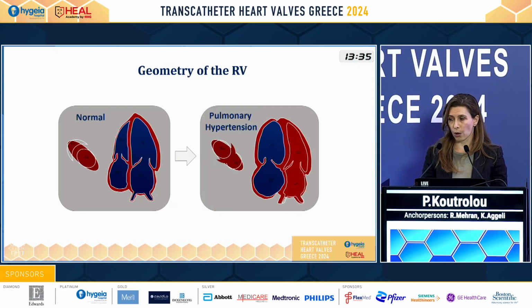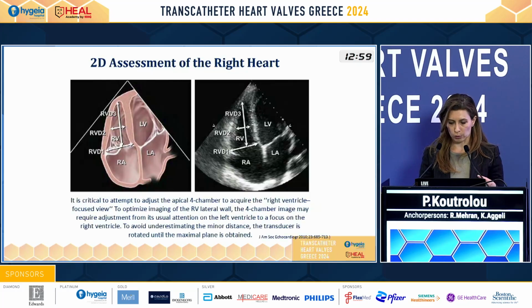Just a brief of the geometry of the RV. As you all know, as you all remember, the RV has actually a crescentic shape. At the top of our cursor, when we are placing the echocardiographic probe on our patient, we see actually most of the apex of the LV, and we need to see the RV like you see it on the left side. When an RV is dilated, because, for example, a patient has pulmonary hypertension, the apex of the RV gets this crescentic shape destroyed and becomes more rounded.